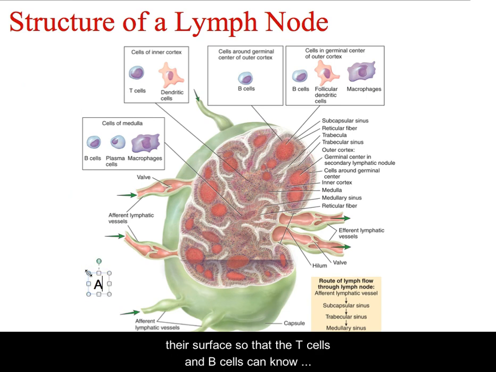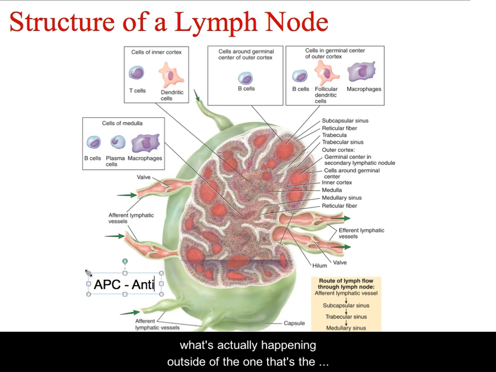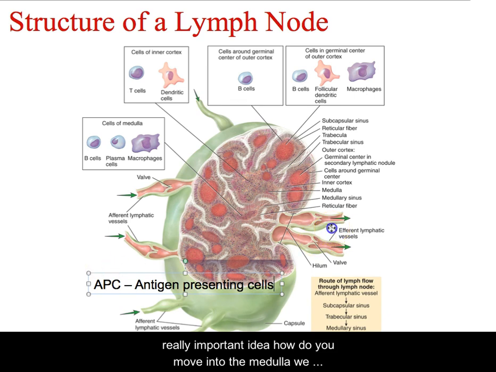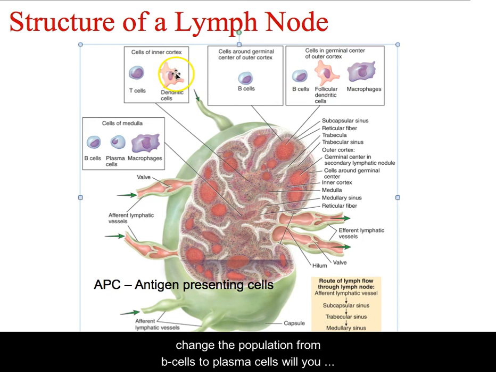I'm going to make sure you see APC. Okay? And that is antigen presenting cell. Antigen presenting cells. And what I want to make sure you understand here is that those follicular dendritic cells, macrophages, and dendritic cells have the ability to present materials on their surface so that the T cells and the B cells can know what's actually happening outside of the lymph node. And that's the really important idea here.